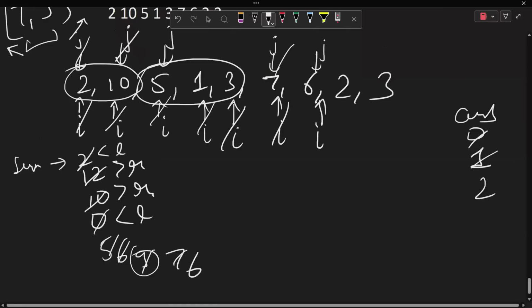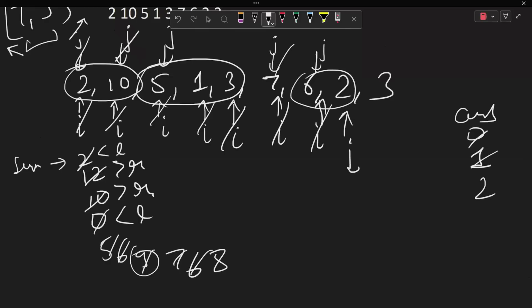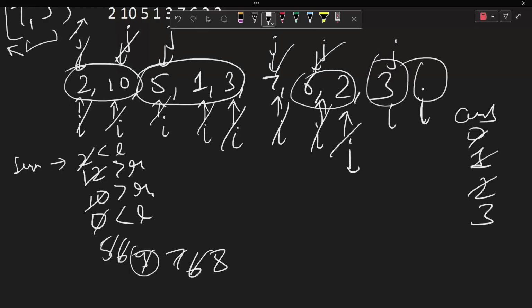Now 6 is not in the range, so we increase our I. 6 and 2, 8 is in the range. Increase the answer by 1, reset both pointers to here. And this 3 is not in the range, so just increase this I. Once we go out, we just break our loop. So the final answer we got is 3. These are the 3 ranges we got.